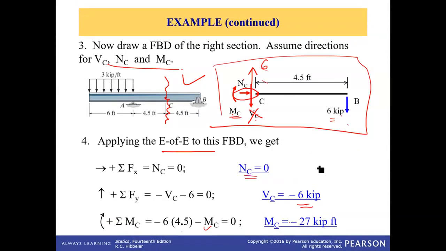Okay, so for the final answer, we can say that VC is acting up and moment MC is counterclockwise, and this force NC is 0. Okay, so this is our final answer. VC is 6 kilopound, and MC is 27 kilopound multiplied by 4.